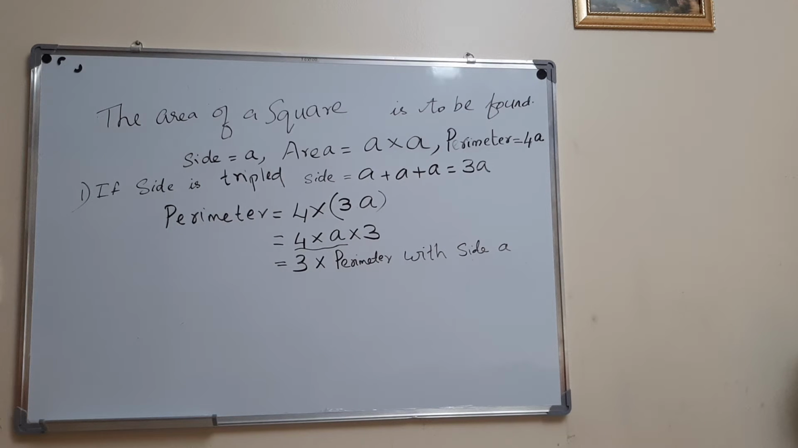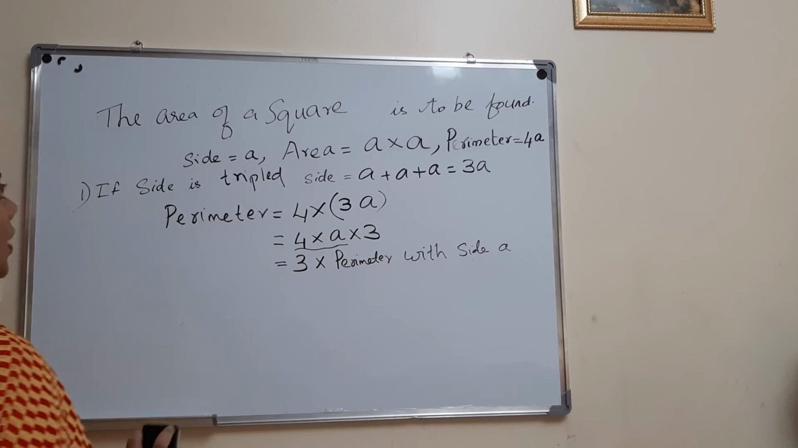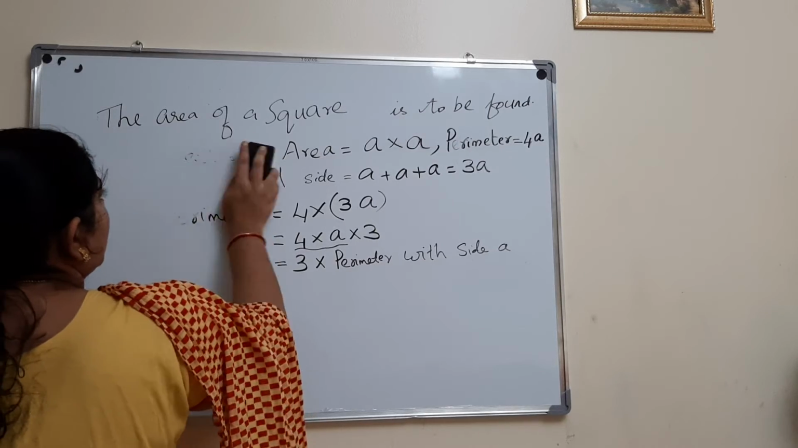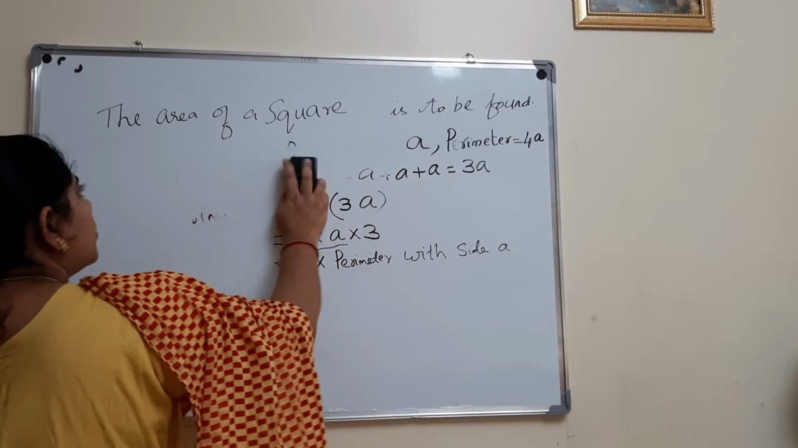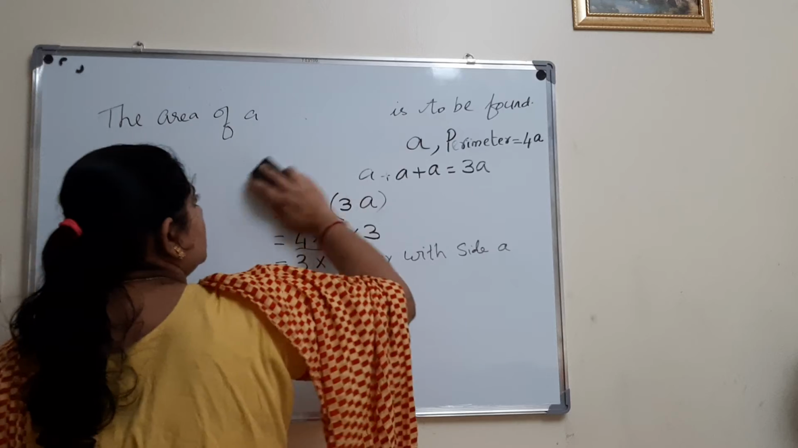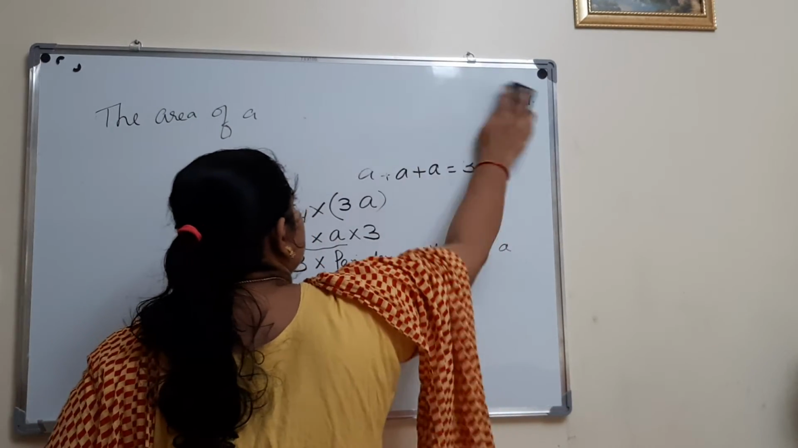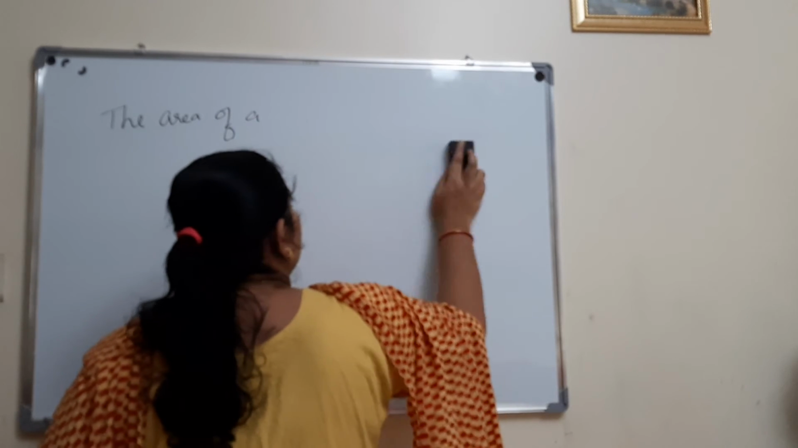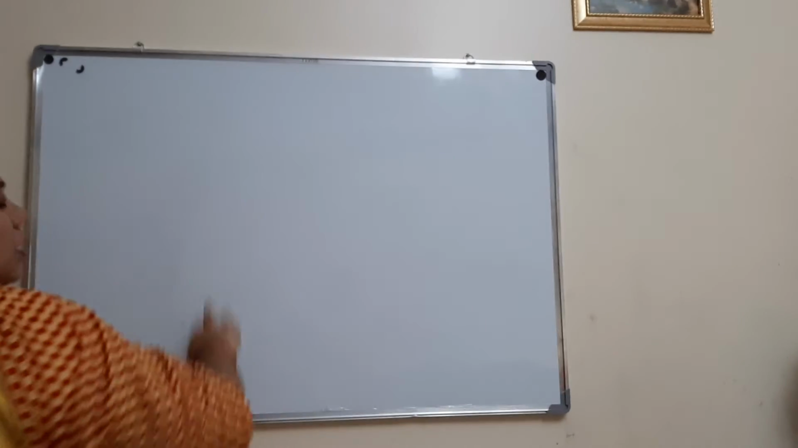So if any question comes, you can use this one. If it is quadrupled also, you can use the same method. So that much only. Now area of a square we have done, and perimeter of a square also we have done. So can we now do the perimeter of a rectangle? Let's see how it will change.